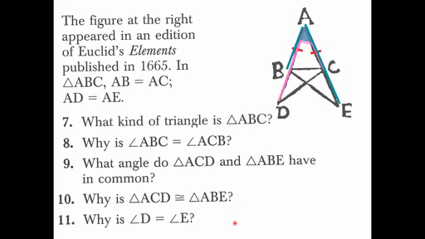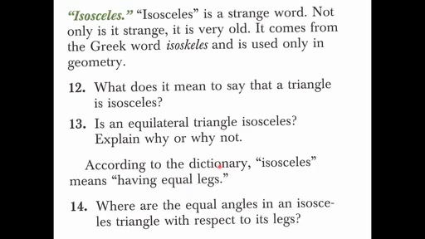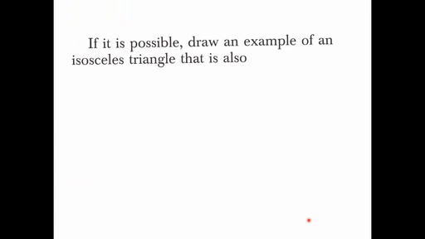And then they follow with why is angle D down here equal to angle E. Keep in mind what you just said in number 10. Spend a little time with the word isosceles here. Work through that one. When you get down here, where are the equal angles in an isosceles triangle with respect to its legs? So look at the legs, and where are the equal angles?